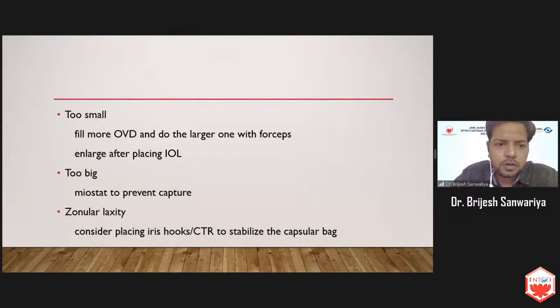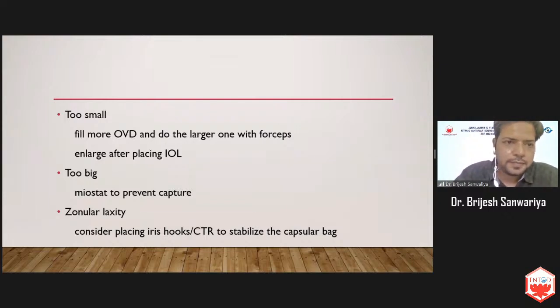If it is too small, we have to fill OVD and do a larger rhexis with the forceps, and enlarge it after placing the IOL. If it is too big, we should make the pupil miotic to prevent capture of the IOL postoperatively. And if there is zonular laxity, we should consider placing iris hooks or CTR to stabilize the capsule during the surgery.